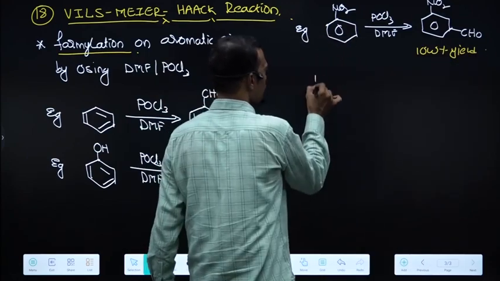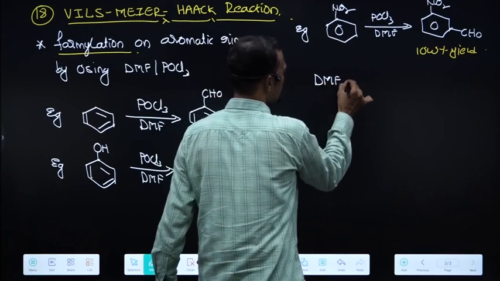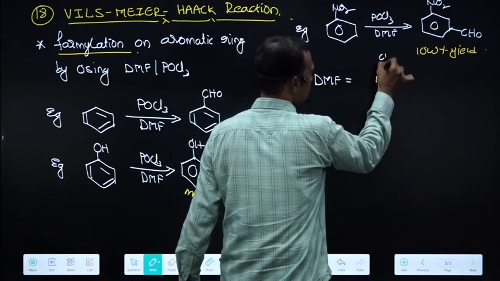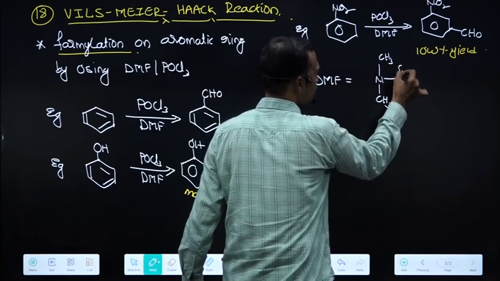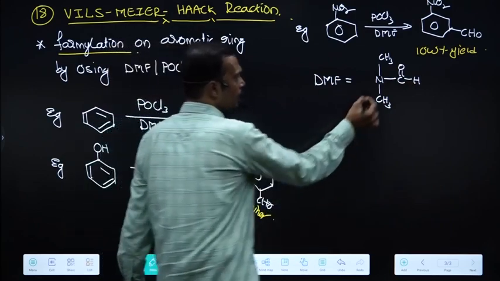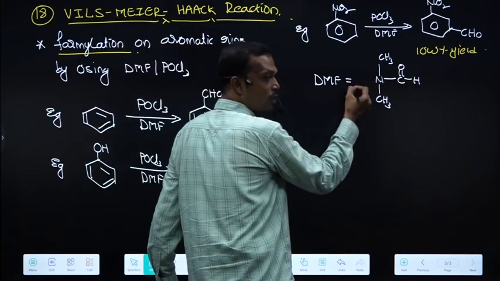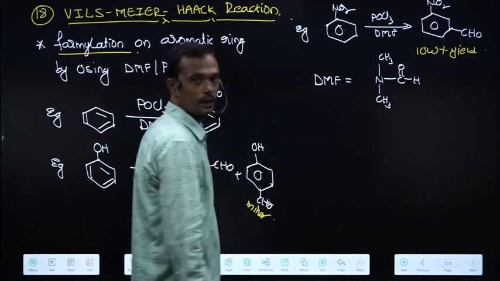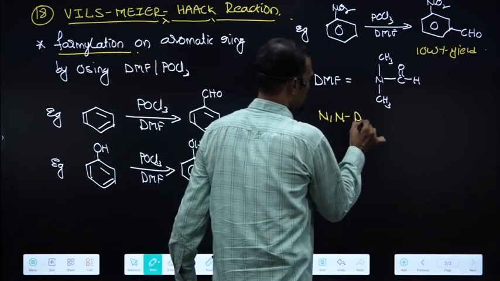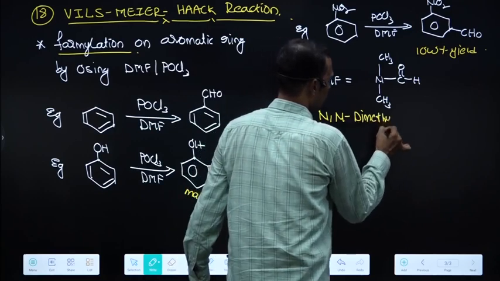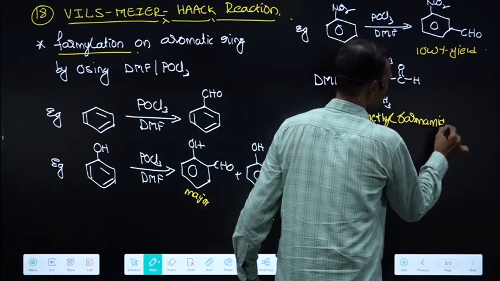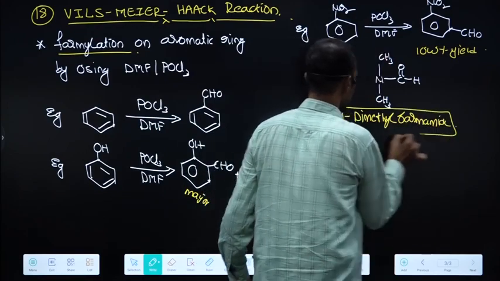What is DMF? Nitrogen carries how many methyls? Two methyls are there, and adjacent to this nitrogen there is a formyl group present. So this formyl group will be inserted here. This is called N,N-dimethyl formamide. N,N-dimethyl formamide is called DMF.